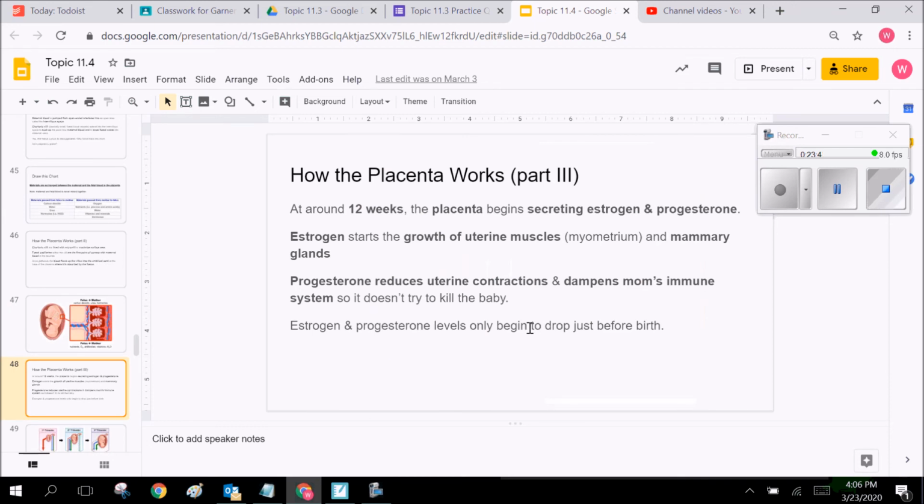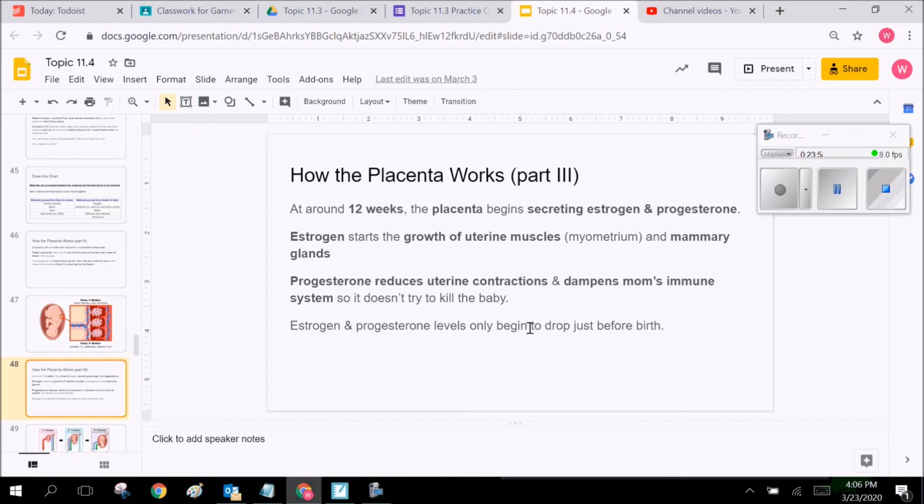Okay, so at 12 weeks, the placenta starts to secrete estrogen and progesterone. Estrogen is going to start the growth of those uterine muscles that are going to be contracting to allow for us to actually have the birth of the child. And the mammary glands, which are, of course, going to help to feed the child.